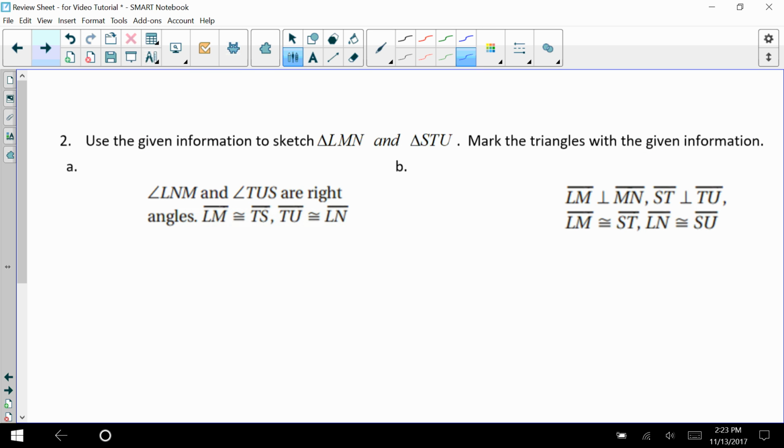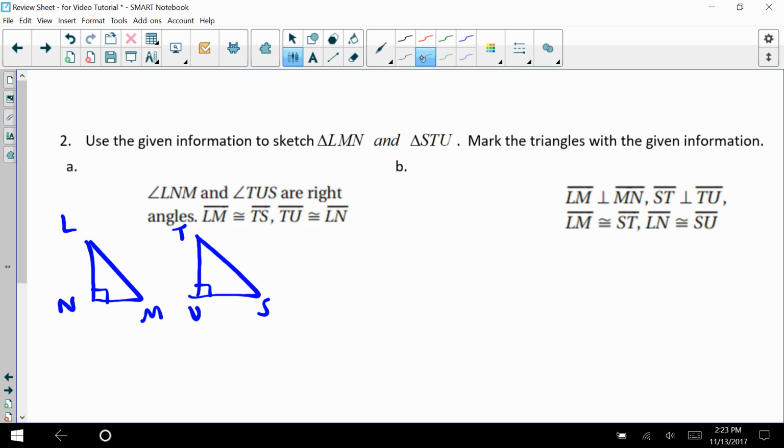Okay, sketch LMN and STU, mark the triangles with the given information. So LNM is a right triangle and TUS are right. So LNM, TUS. And now we have LM is congruent to TS and TU is congruent to LN. These triangles are congruent through right hypotenuse leg.